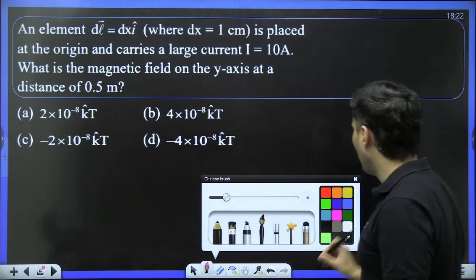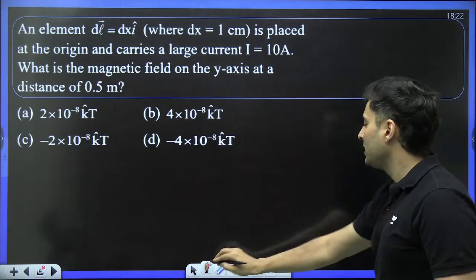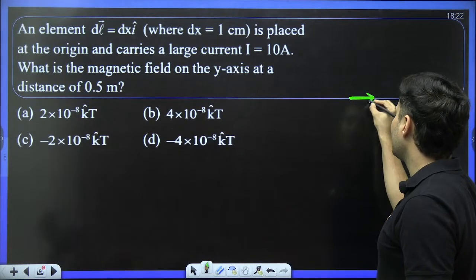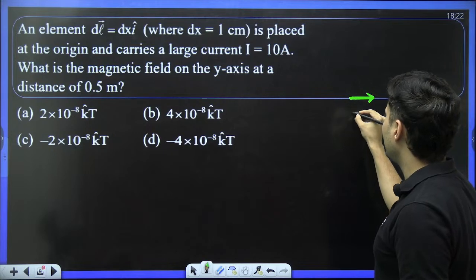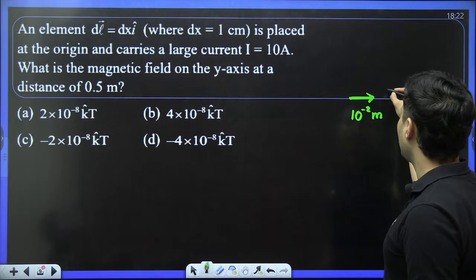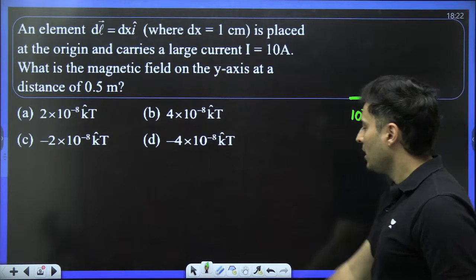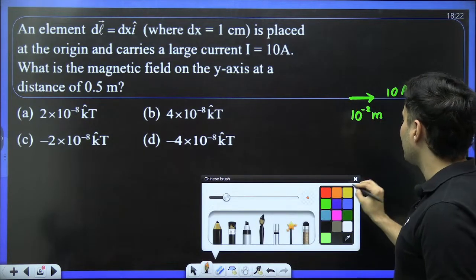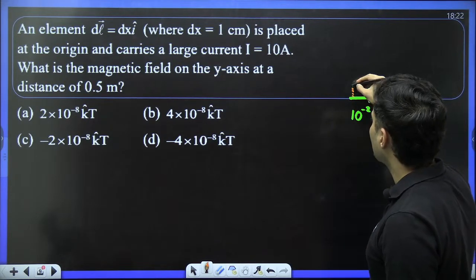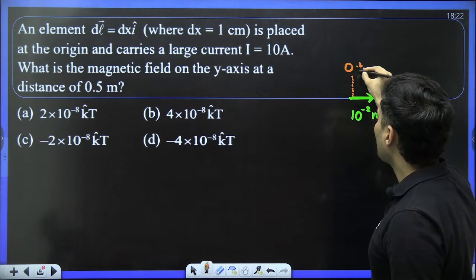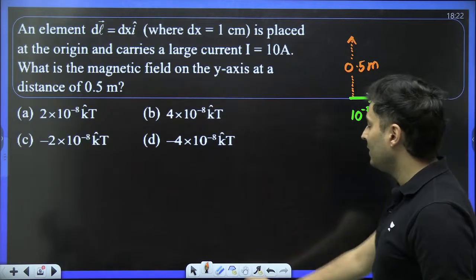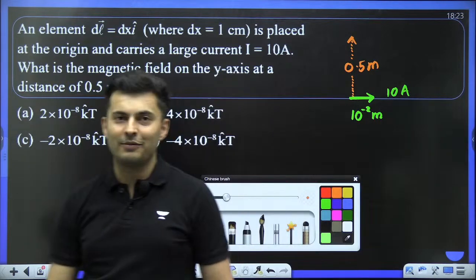Let's visualize if you want to. Imagine our element which carries current is like this. This is that element. How much is the length? 1 centimeter, that means 10 to the power minus 2 meters. And how much current it is carrying? 10 amperes. I am on the y-axis at a distance of 0.5 meters. So you basically go up by 0.5 meters on the y-axis. And at this point the question is, what is the magnetic field?